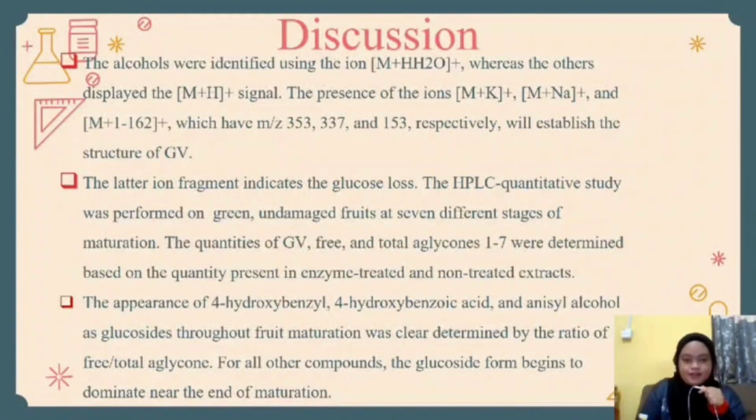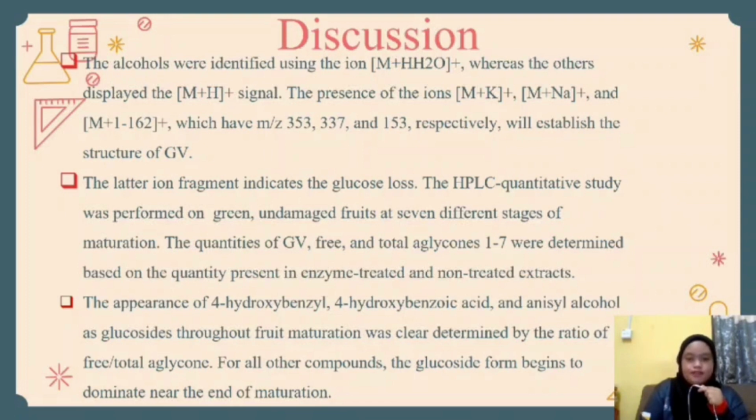The alcohols were identified using the sodium adduct ion, whereas the others displayed the hydrogen plus signal. The presence of the ions potassium plus, sodium plus, and also the fragment ion, which have m/z 353, 337, and 153 respectively, establish the structure of GV. Next, the latter ion fragment indicates the glucose loss.